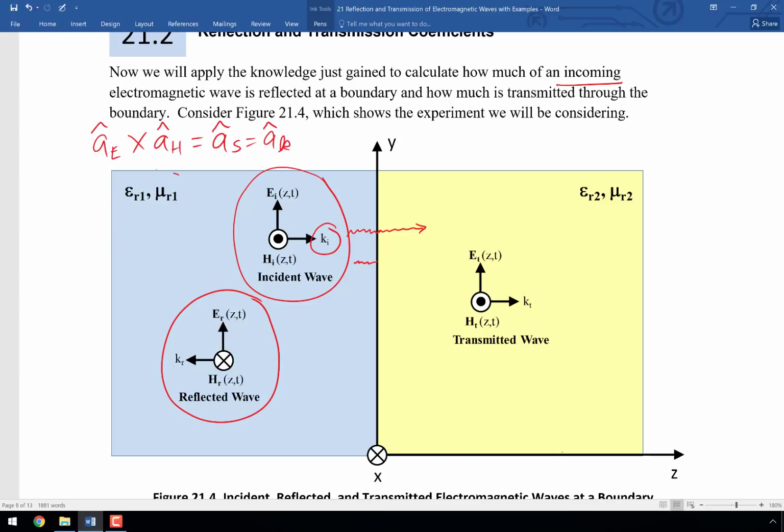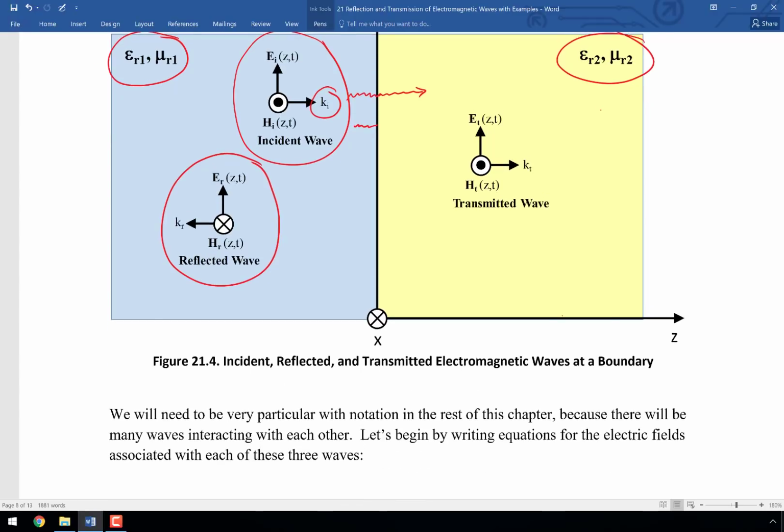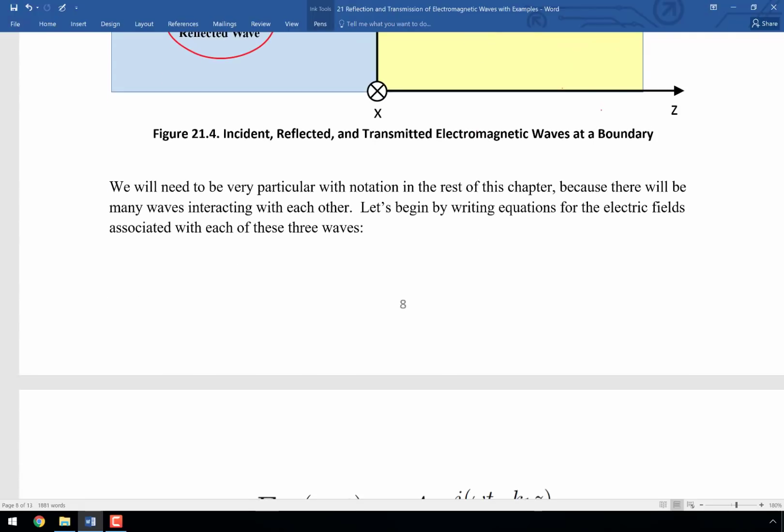We know that the first material has a certain epsilon r1 and mu sub r1, and the second material has epsilon r2 and mu sub r2. What we want to do is study what portion of the wave is going to be transmitted and what portion of the wave is going to be reflected. This is going to take some time. It's going to take us a little bit of work.